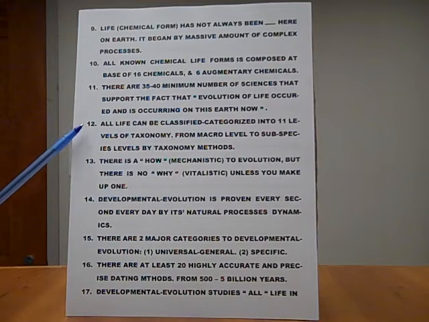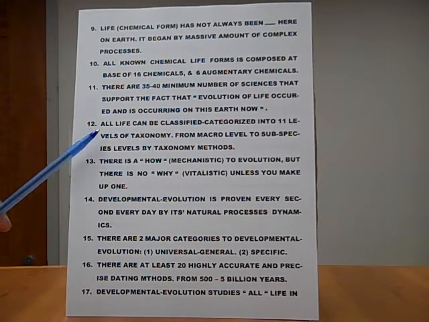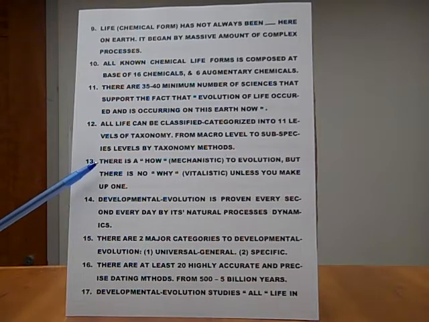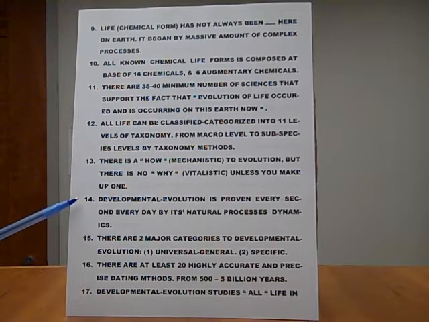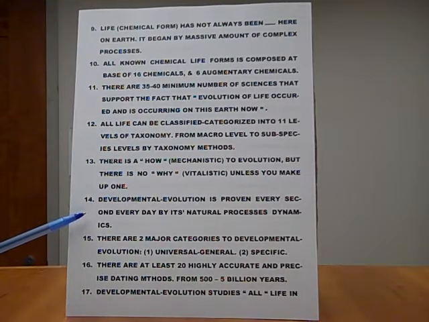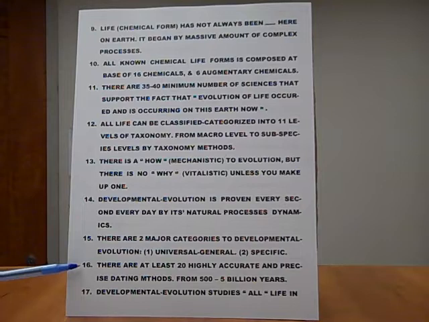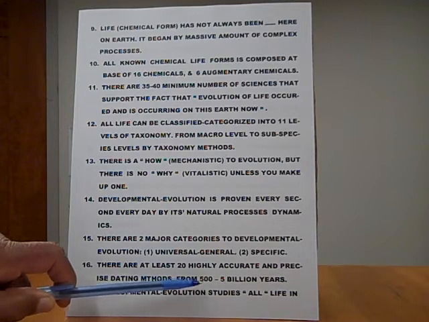Number 12, all life can be classified, categorized into 11 levels of taxonomy, from macro level to subspecies levels by taxonomy methods. Number 13, there is a how, mechanistic, to evolution, but there is no why, vitalistic, unless you make up one. Number 14, developmental evolution is proven every second, every day by its natural processes, dynamics. Number 15, there are 2 major categories to developmental evolution, universal general and specific. Number 16, there are at least 20 highly accurate and precise dating methods from 500 years to 5 billion years.